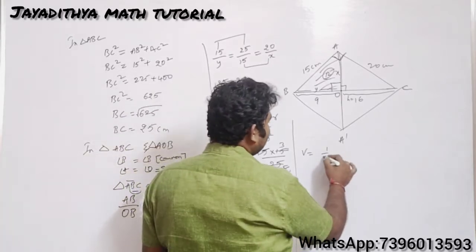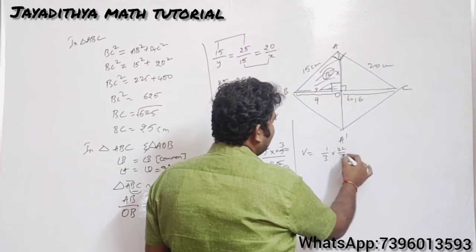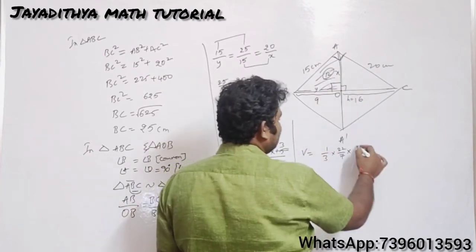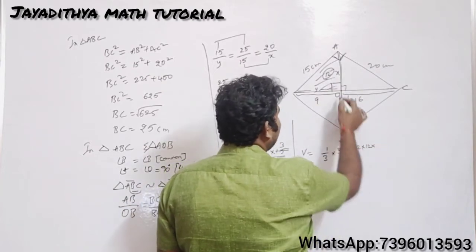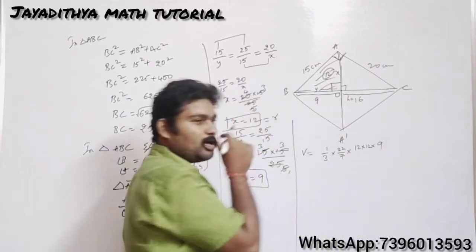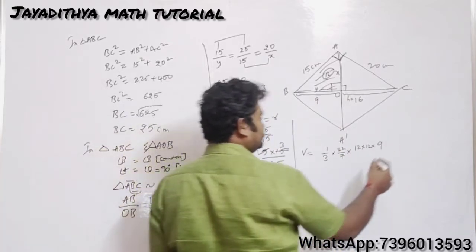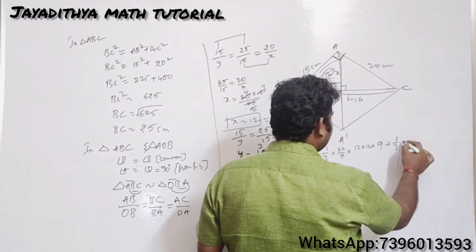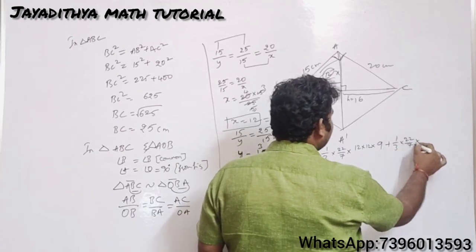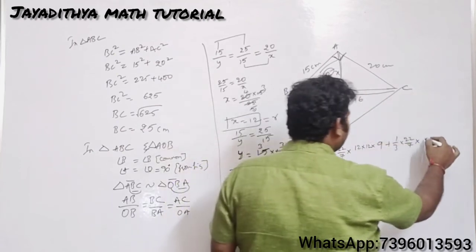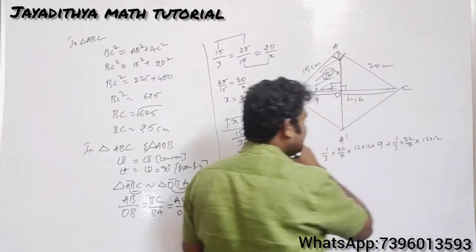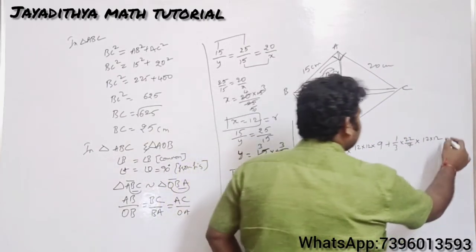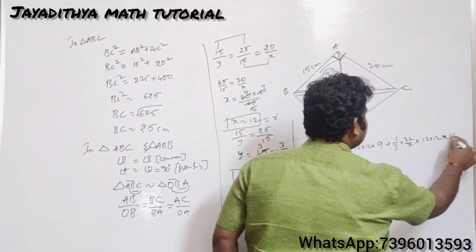So substitute this one. That is 1 by 3 into 22 by 7 into r square. R is nothing but 12 into 12, and what is the height? That is the height. So this is the volume of the first cone plus the second one. So that is 1 by 3 into pi, that is 22 by 7, into r square. Again the r square will be 12 into 12, but what is the height here? Height is nothing but 16. So you can write 16 here now.